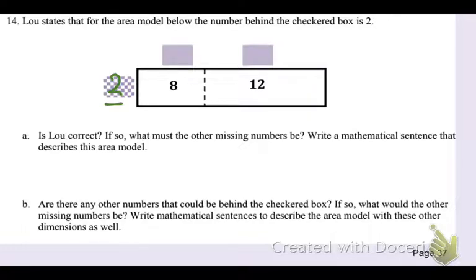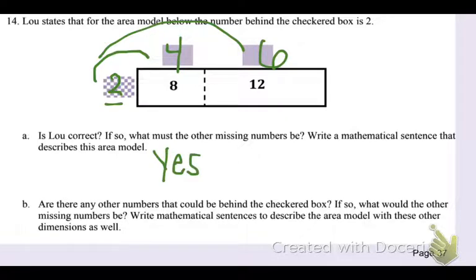So if 2 goes right here, then what can I multiply 2 by to get 8? Well, I know that 2 multiplied by 4 gives me 8. What can I multiply 2 by to get 12? 2 multiplied by 6 gives me 12. So, is he correct? Yes. Remember, what I have on my screen, you need to have on yours.